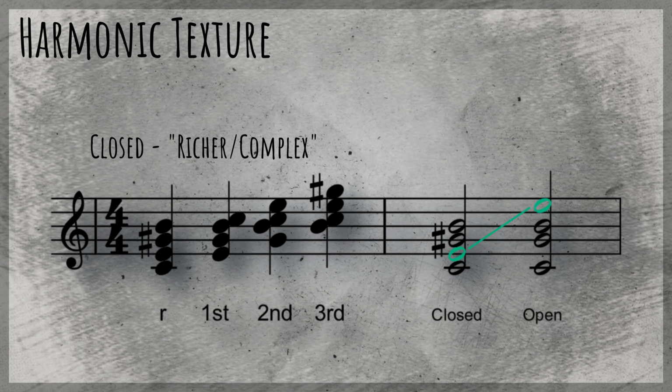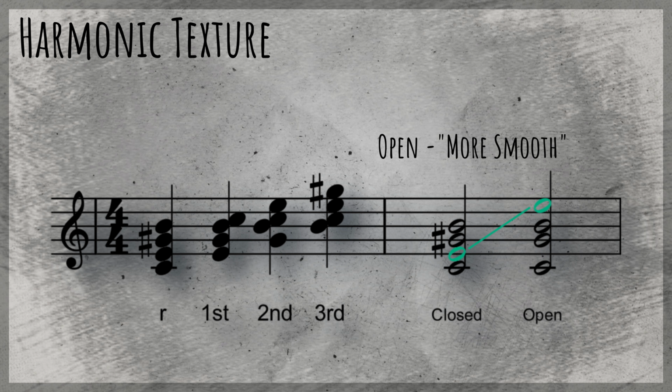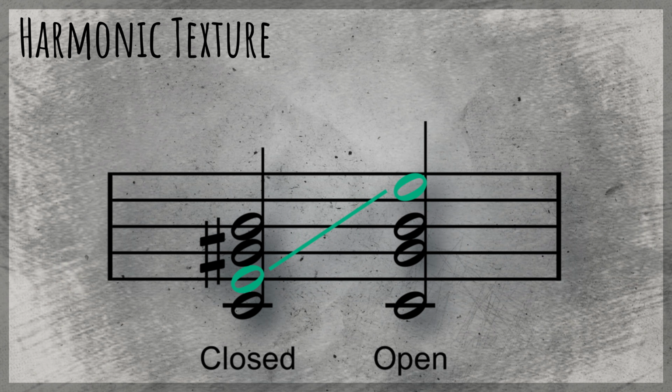When it comes to harmony, texture refers to the sound of a chord voicing. In general, closed voicings create a richer, more complex texture. Open voicings, on the other hand, produce smoother textures. We can create one of many open voicings by displacing the third, E, up an octave. Let's compare.